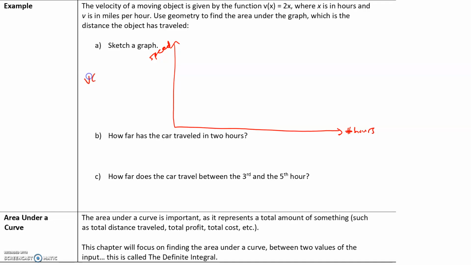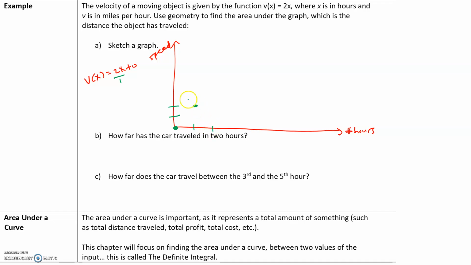So the equation is v of x equals 2x, which is like 2x plus 0. If we were to graph this, then our graph is going to start at 0, because at 0 hours, the speed of the object is nothing. It hasn't moved yet. Then the slope is 2 over 1. So every hour, the velocity increases by 2. So the first hour, it's going at a rate of 2 miles an hour.